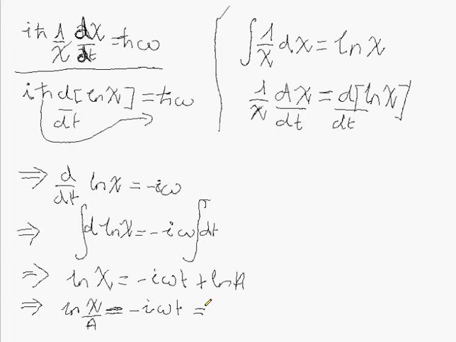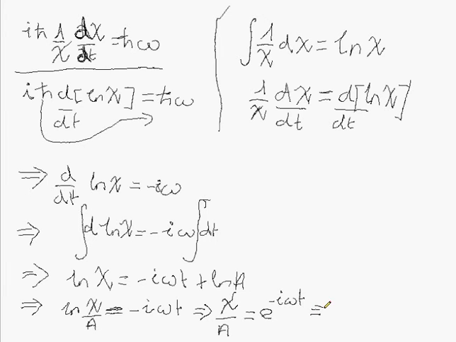From that, what we can get is, if we raise both sides to the power of e, well, e to the power of a natural log is just the argument of the natural log, which is chi over a. And this side will be e to the power of minus i omega t. Okay?